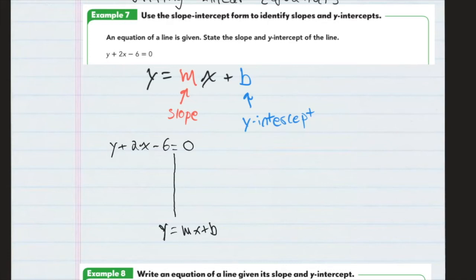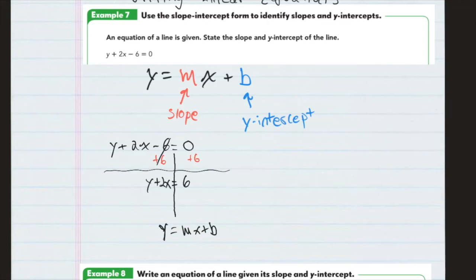So I want to start moving things over. Usually, we'll move the constants over. So I'm going to add 6 to both sides. I'm just going to show all my steps in red. Those cancel. I have y plus 2x equals 0 plus 6 is 6.